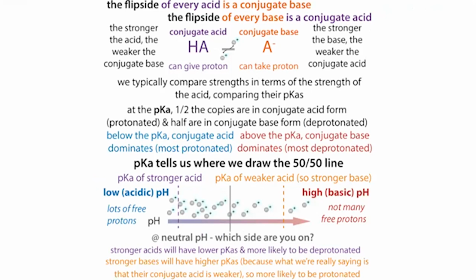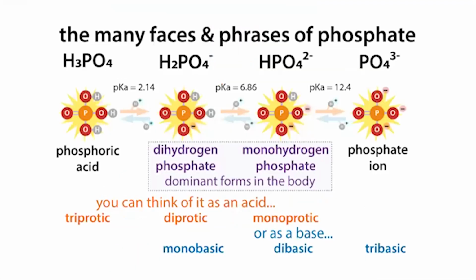If we're at a pH that's below that pKa, well, now we're going to have more protons available. So we're more likely to find it in that conjugate acid form. So if we're at a pH above the pKa, we're more likely to be deprotonated. And if we're at a pH below the pKa, we're more likely to be protonated. And so now let's go back and look at the pKa's of these forms of phosphate.